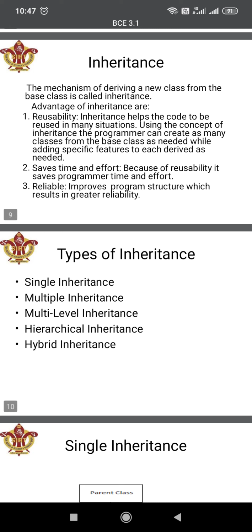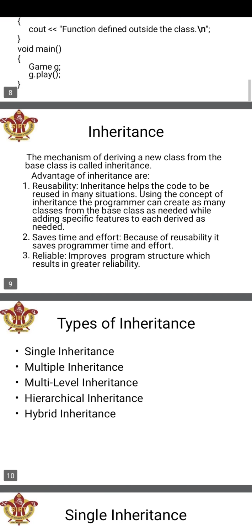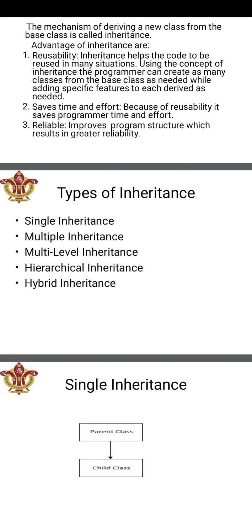Also, it is more reliable because if we are reusing the code, it means that we have already defined and tested the code of the base class, and then we are inheriting those same variables and functions in our child classes. So we are not actually duplicating, we are avoiding the redundancy, and hence this will improve the overall program structure. Now there are basically 5 types of inheritance: single inheritance, multiple inheritance, multi-level inheritance, hierarchical inheritance, and hybrid inheritance.